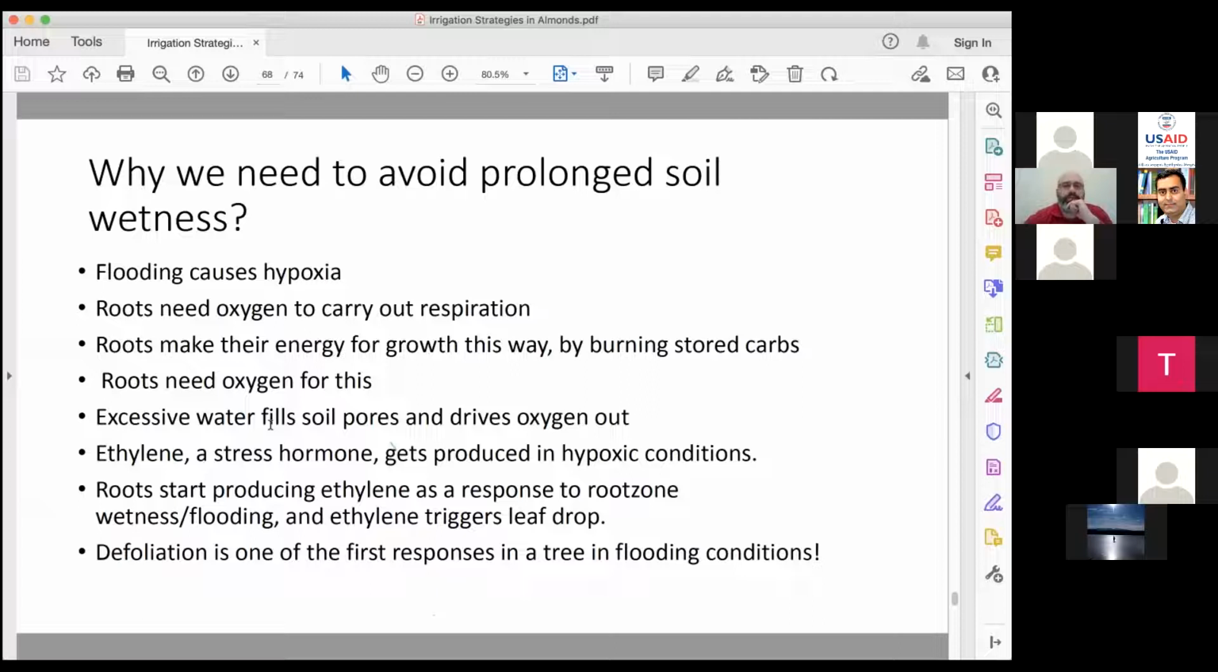Another thing is that once the oxygen is driven out, ethylene, which is a stress hormone, is produced by the trees when there is more water in the root zone. Okay, and because ethylene is a stress hormone, it can actually stress your trees. The trees start defoliating and other negative impacts.